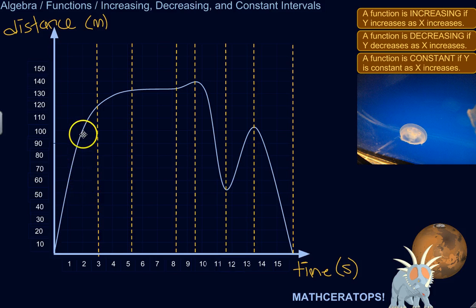After 2 seconds, it's 100 meters above the ground. This is a very fast rate of change of distance or height. So the slope on this section of the graph is very steep, right? It's a very, very large change in y versus a small change in x.